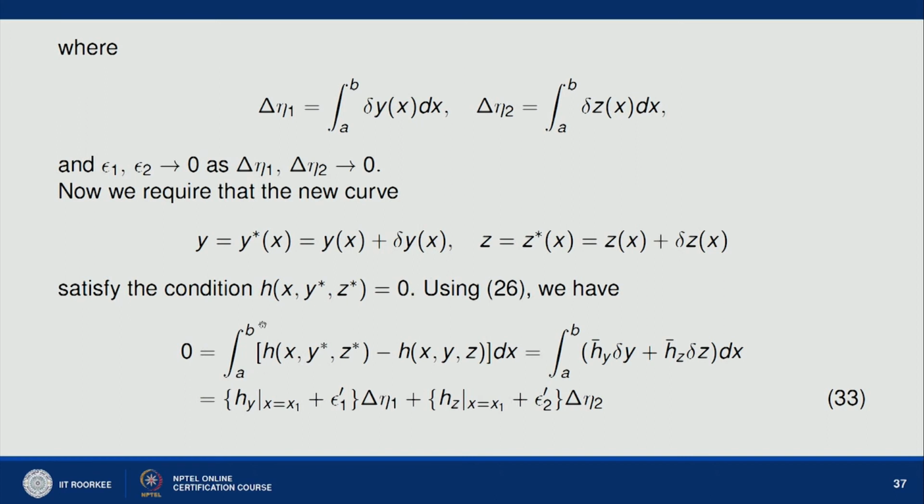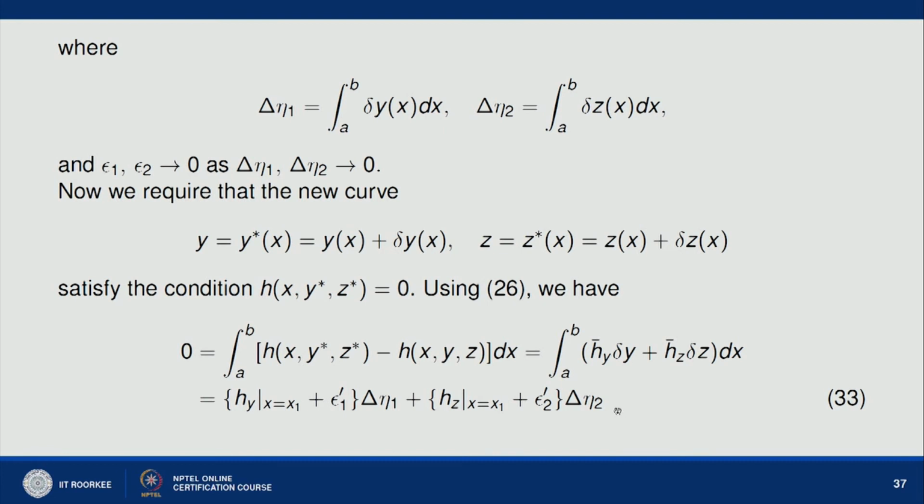So, it means that the integral from a to b of h of x, y star, z star minus h of x, y, z dx will be equal to 0. So, this we can write using Taylor's theorem. We can write this as the integral from a to b of h_y delta y plus h_z delta z dx. So, we can write it in terms of a derivative, that h_y evaluated at x equal to x1 plus epsilon 1 dash delta eta 1, plus h_z evaluated at x equal to x1 plus epsilon 2 dash delta eta 2.